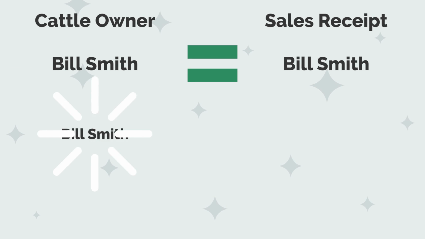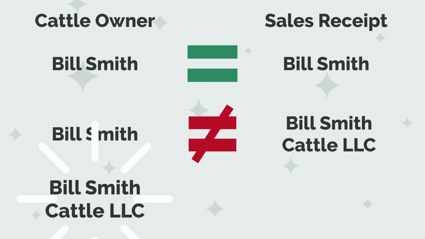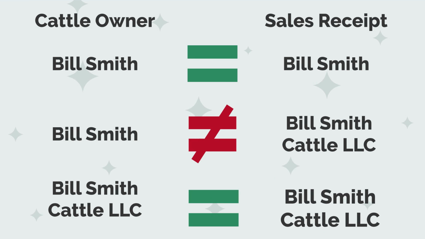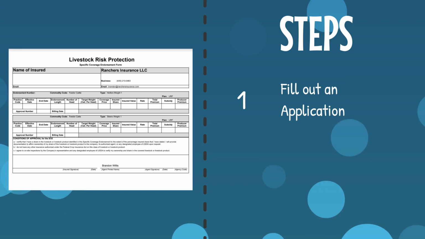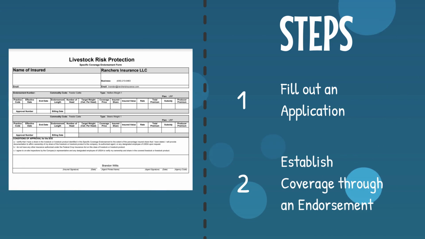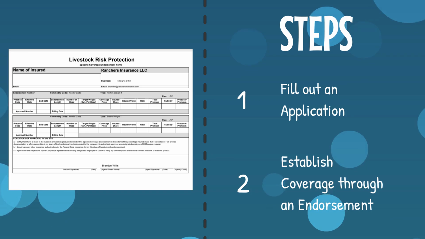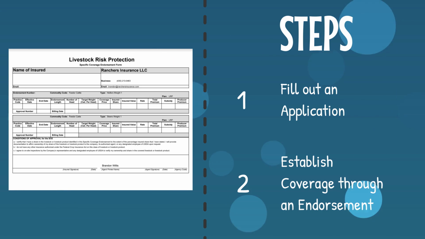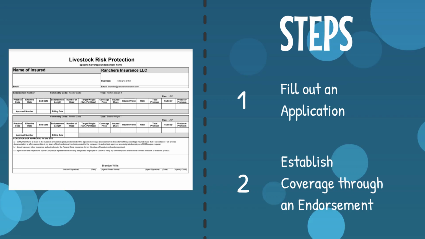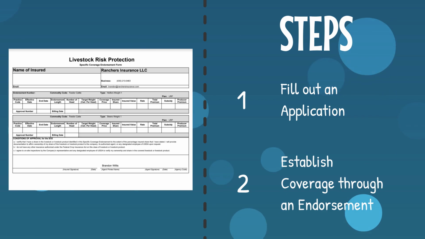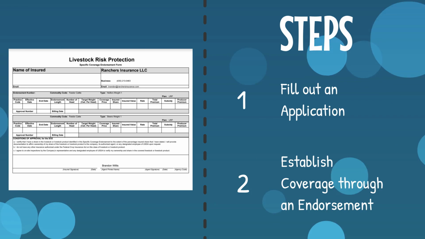Since we often use sales receipts to prove ownership, it is important that the name on the LRP and the name on the sales receipt match. The second step is to establish coverage. This step attaches an endorsement to your policy for a specific time, at a specific coverage price, with its associated premium. Endorsements also need to be signed and submitted.